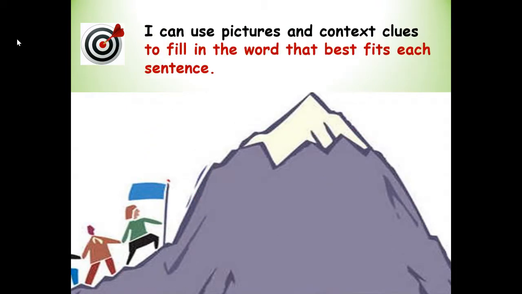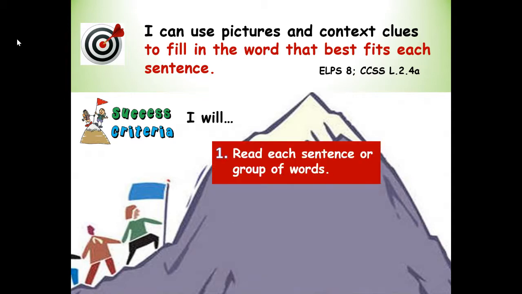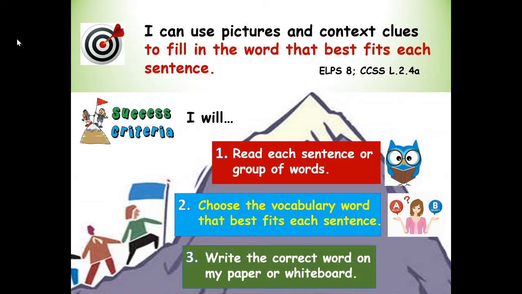So here's our learning target. I can use pictures and context clues to fill in the word that best fits each sentence. Here's our success criteria. That means, how will you know you're successful at using pictures and context clues to fill in the word that best fits each sentence? Well, here are our steps to success. I will, number 1, read each sentence or group of words. Number 2, choose the vocabulary word that best fits each sentence. Number 3, write the correct word on my paper or whiteboard.